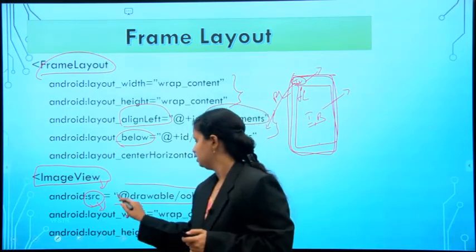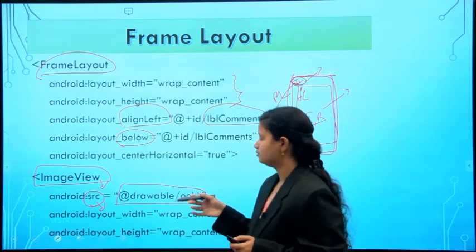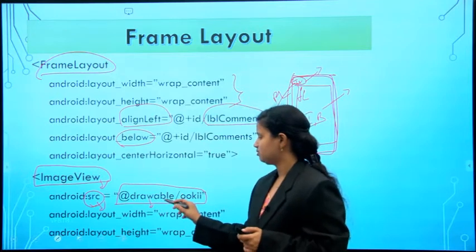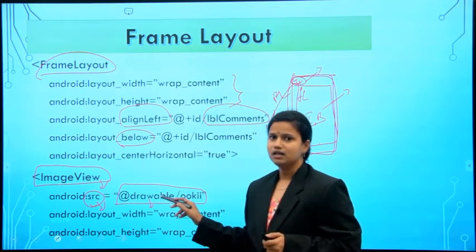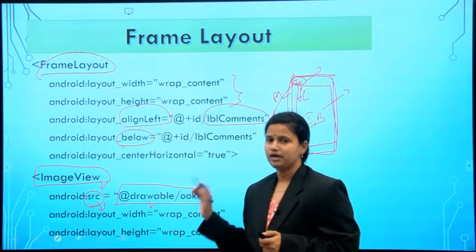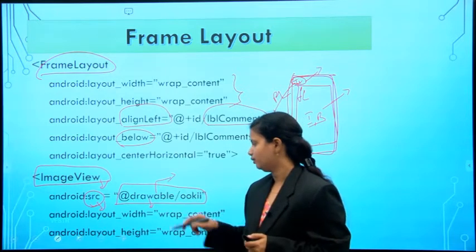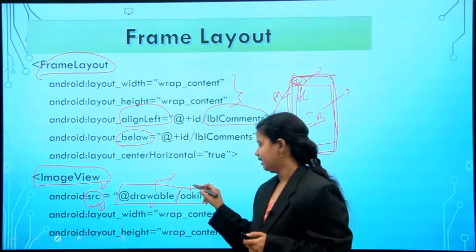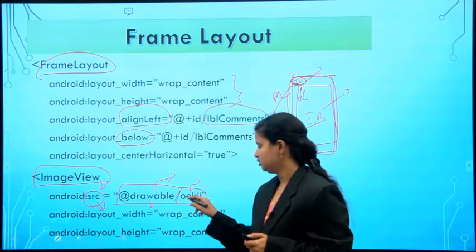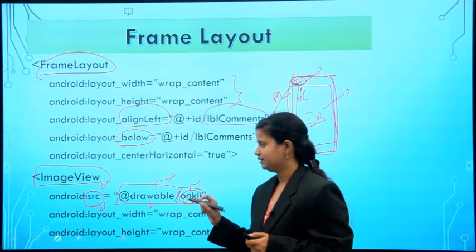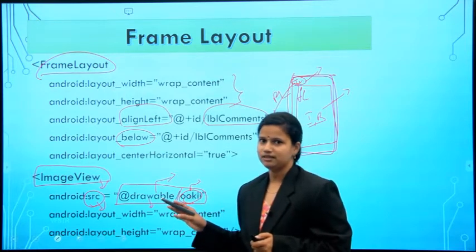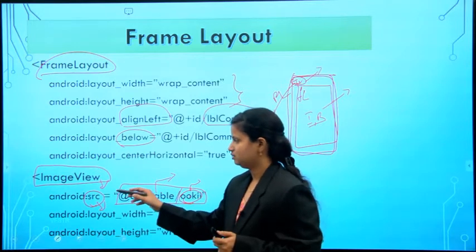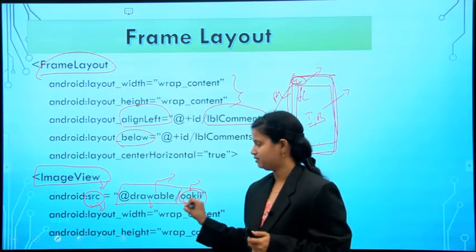The source of the image we have to display is @drawable. As we have been saying from the first class onwards, the images are presented in your application in the drawable folder. So from that folder we have to take the image name and specify it here. So SRC is nothing but the source location of your image, and that source location is to be specified here.